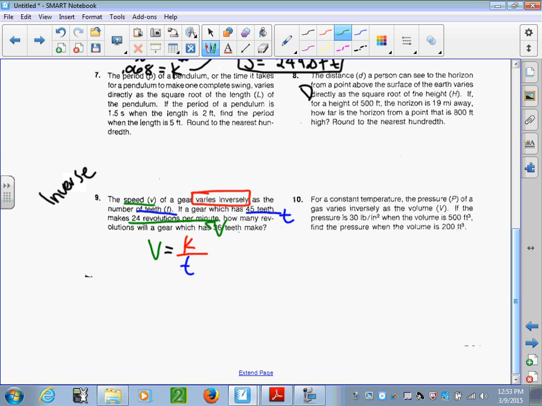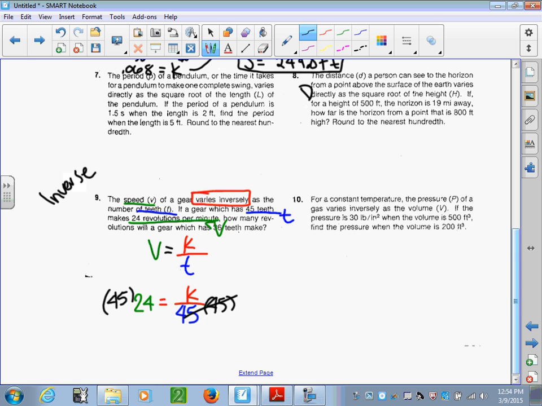Before I even get there, though, I need to find what my constant of variation is, which is my K. So let's just plug in these two, the teeth and the speed that we're given, find K, and then we'll figure out what happens when we have 36 teeth. Okay, so we have 45 teeth given to us, and we have 24 revolutions per minute. And I'm going to solve for K. So to solve for K, remember I'm just going to multiply both sides by 45 to get rid of this 45 on the right.